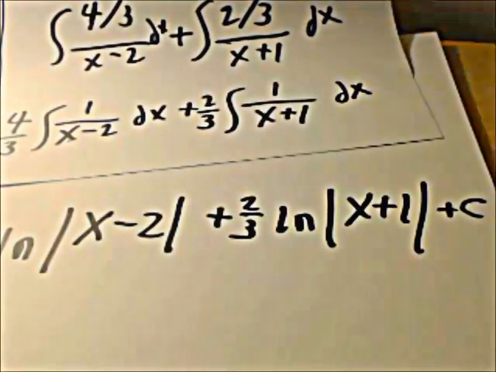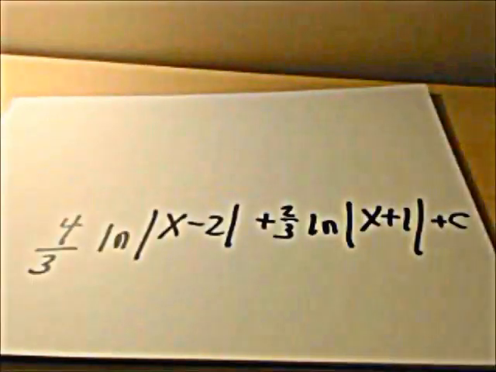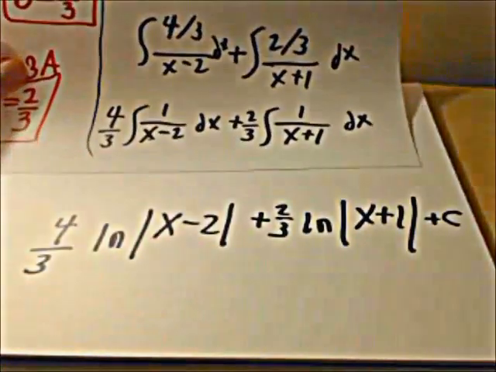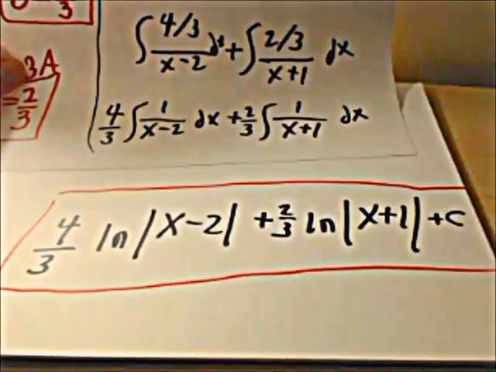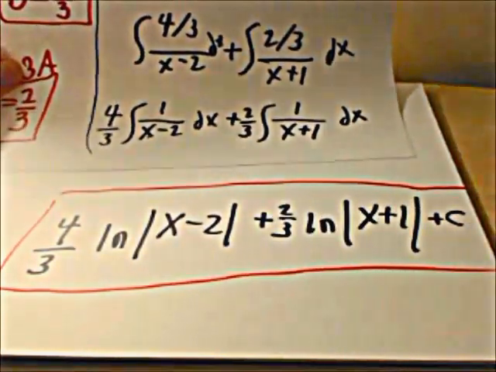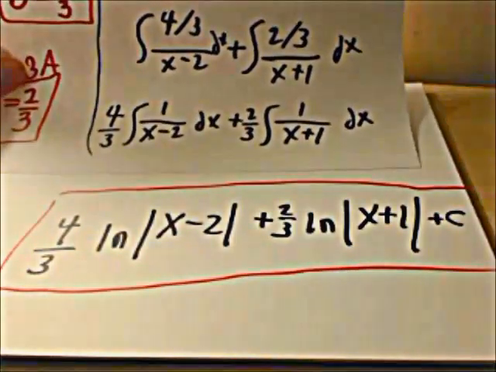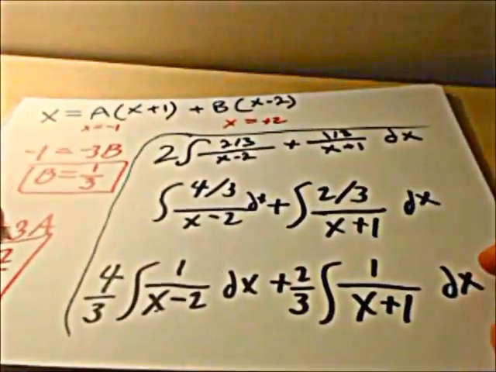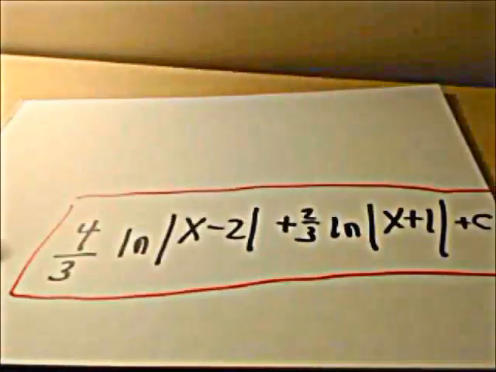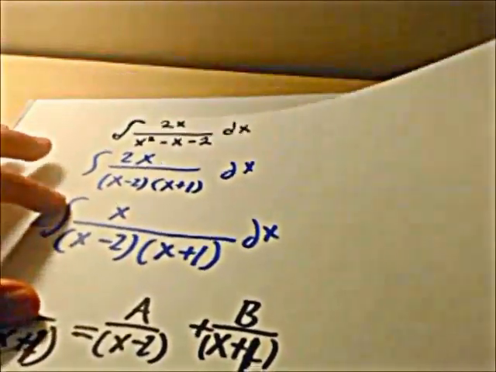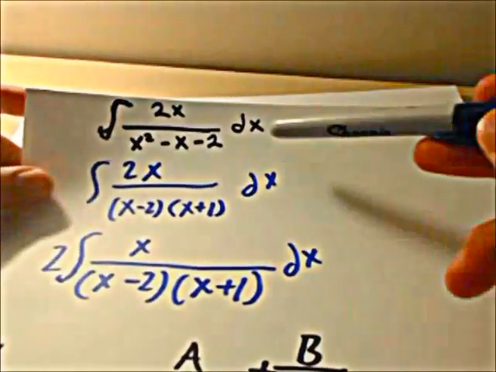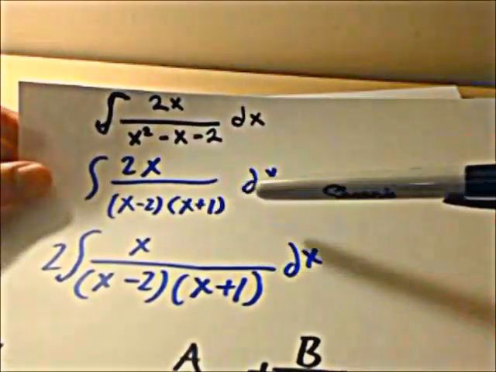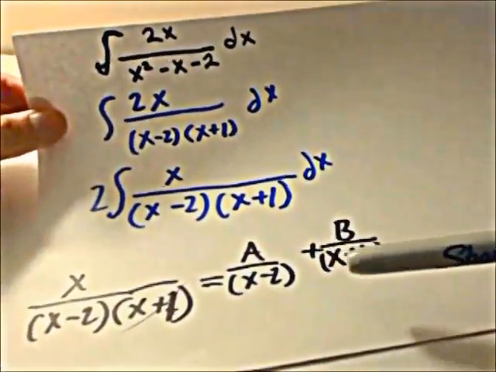Let me just zoom out. So yeah, that's the final answer. We got 4/3 natural logarithm of x minus 2 plus 2/3 natural logarithm of x plus 1. That's just an example of how to solve using partial fractions. What we usually do first is, if we can break the denominator down into two brackets, that would be good. So we had a quadratic, we broke it down first, and then we used the partial fraction method.